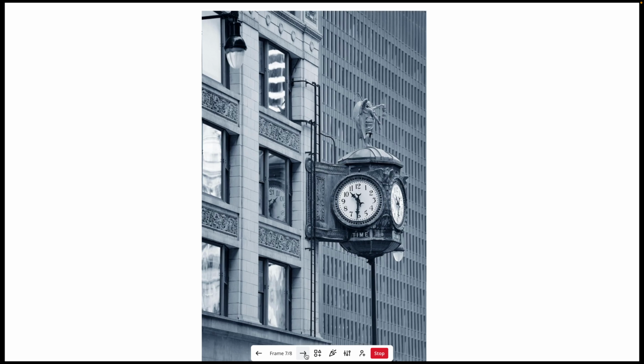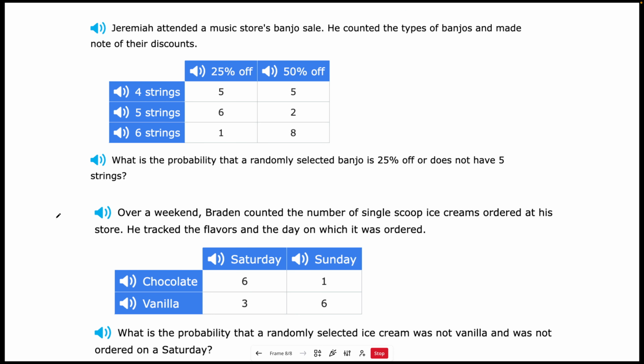All right, here's our quote block for today, which means that it is time for you to practice what you just learned. Go ahead and pause the video and try these two problems on your own. And when you're ready, you can unpause the video and we'll check your answers.